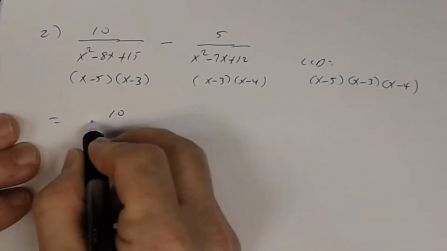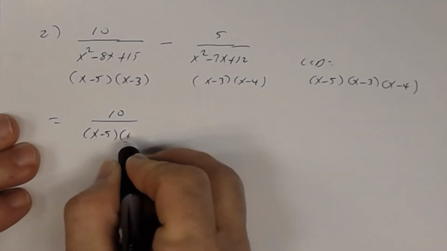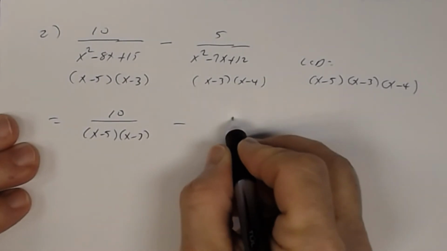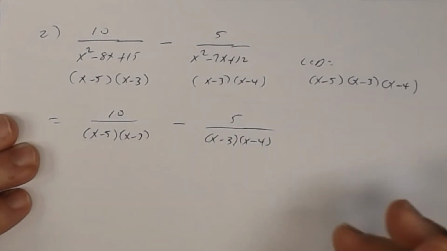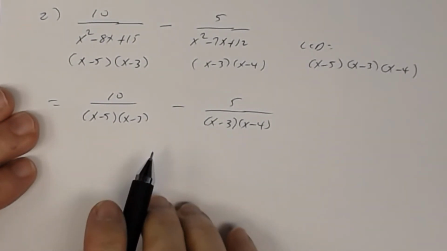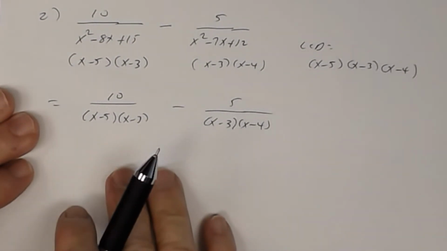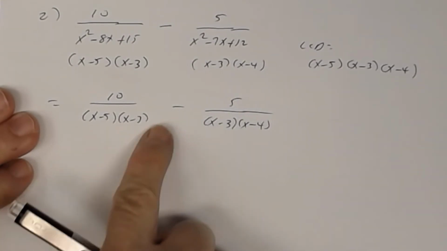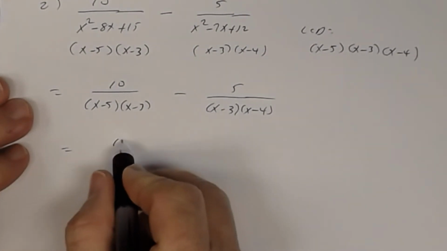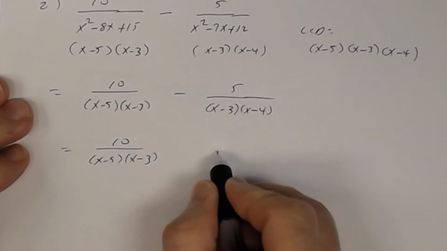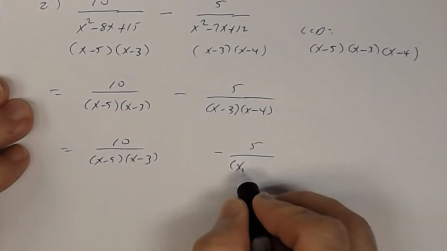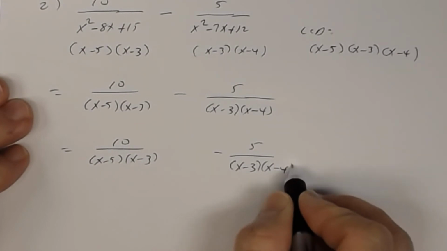And so I get 10 divided by (x minus 5)(x minus 3), minus 5 divided by (x minus 3)(x minus 4). Okay? Now I'm going to write equivalent fractions, but before I do that, I'm going to rewrite this, leaving some space. So I get 10 divided by (x minus 5)(x minus 3), leave some space, subtract 5 divided by (x minus 3)(x minus 4).